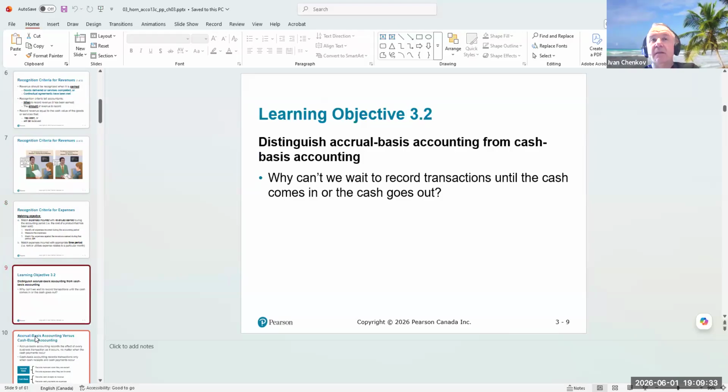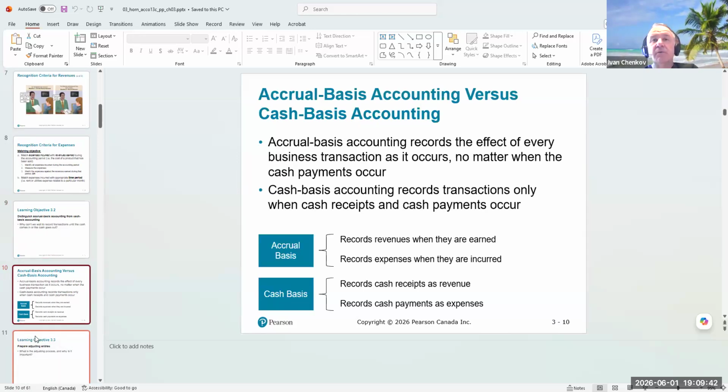So the other thing that we have to distinguish is accrual basis accounting versus cash basis. Accrual means that we're gonna have two events: recognition of the event, and realization. Recognition is when the revenue or expense is recognized, or when the asset or the liability is recognized. Realization is related to the cash, when the cash exchanges hands.